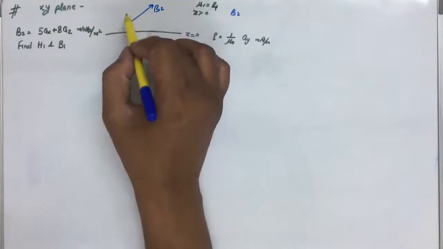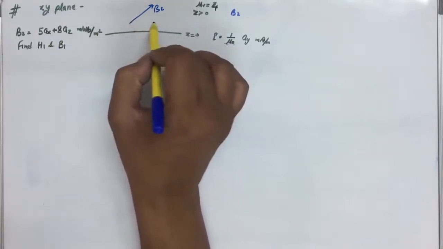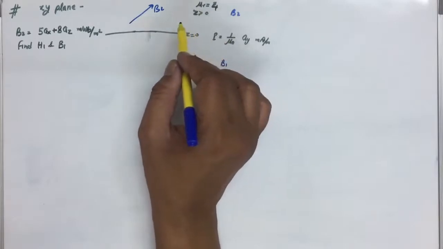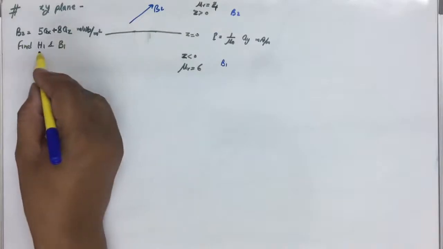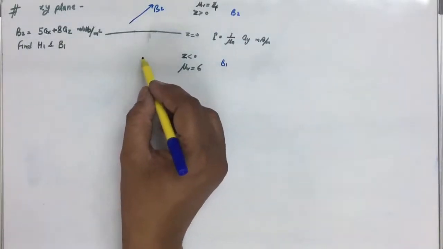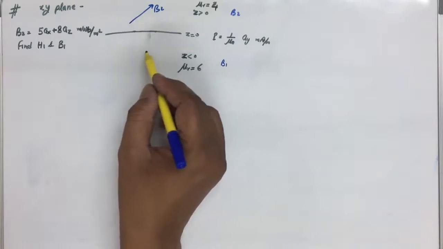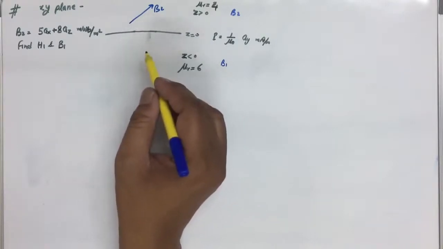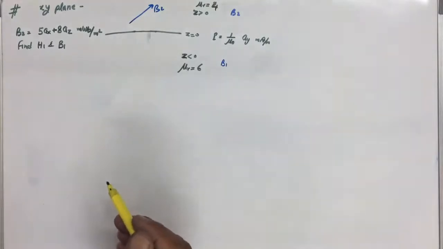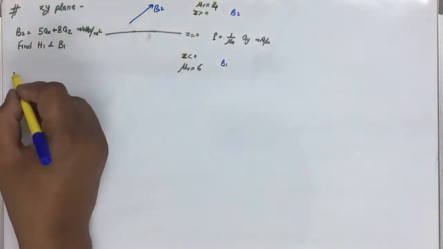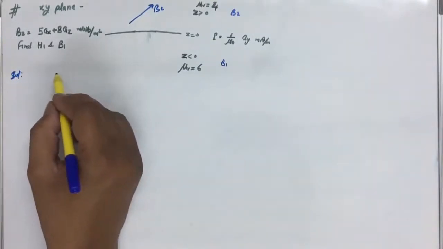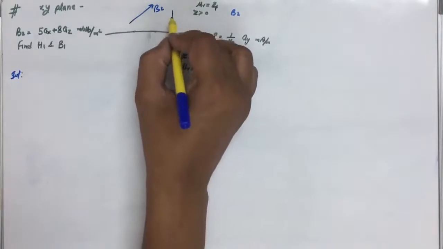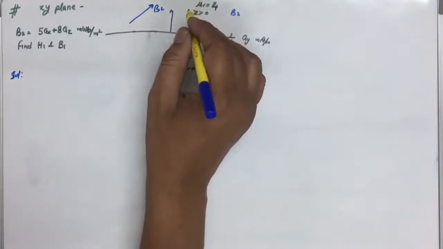So the normal component is 8AZ, and the tangential component, in the x direction, is 5 in the direction of AX. If this is given, then we have to find H1, the magnetic field intensity, and the magnetic flux density in material 1. So for that purpose we have the full problem, and B has a normal component in the Z direction.